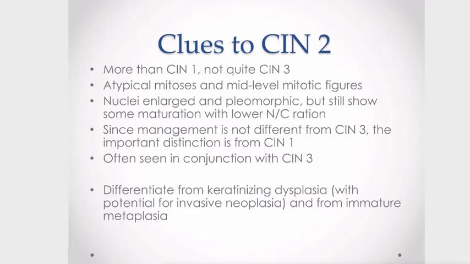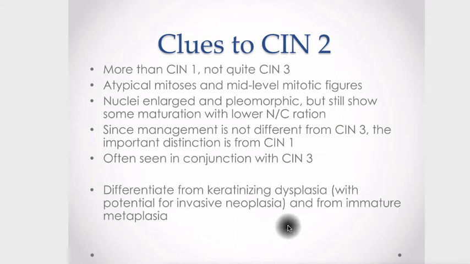In terms of differential diagnosis, I think perhaps the most important one is keratinizing dysplasia. With keratinizing dysplasias, you can get a lot of large cells and a lot of apparent maturation on the surface. It's keratinizing, of course, and the NC ratios are not like CIN3 that we just looked at, but these keratinizing dysplasias can develop directly into invasive neoplasia. And so that's an important one not to miss and not to confuse with just CIN2, to make sure that it's not a keratinizing dysplasia.